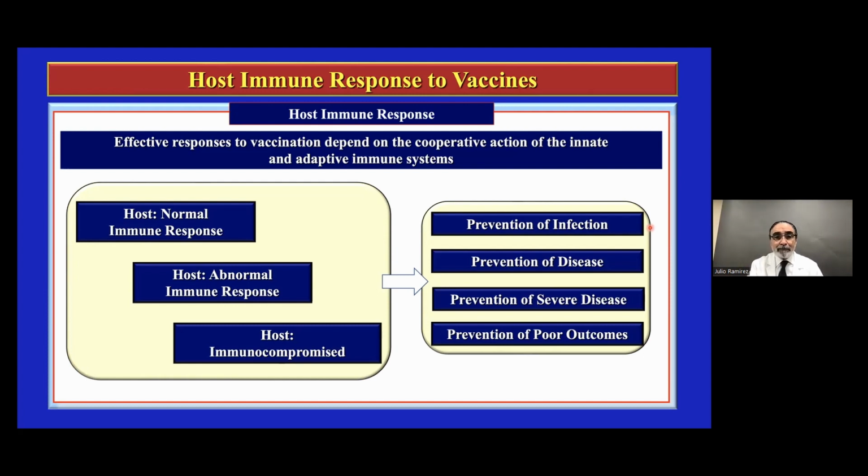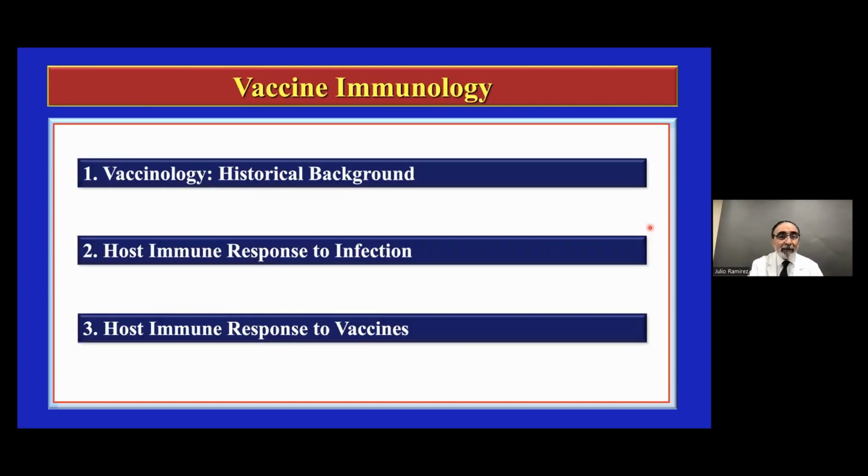Then, in my 45 minutes, I give you a very brief review of the historical background of vaccinology, always starting with the first vaccine, thanks to cowpox, the host immune response to infections, and then a little bit of how vaccines have a difficult time ensuring that our immune system responds to a vaccine and produces a proper amount of antibodies.